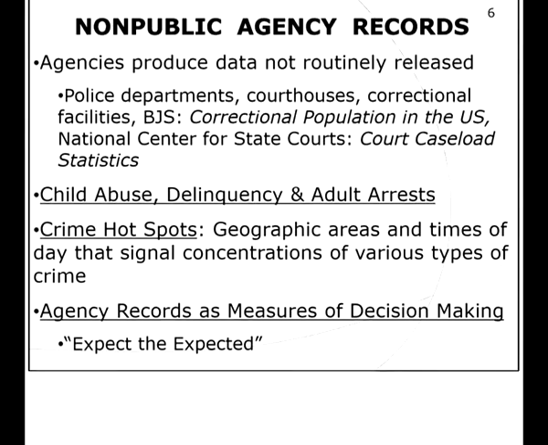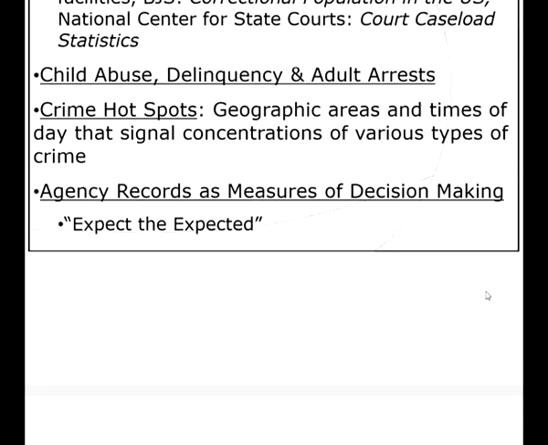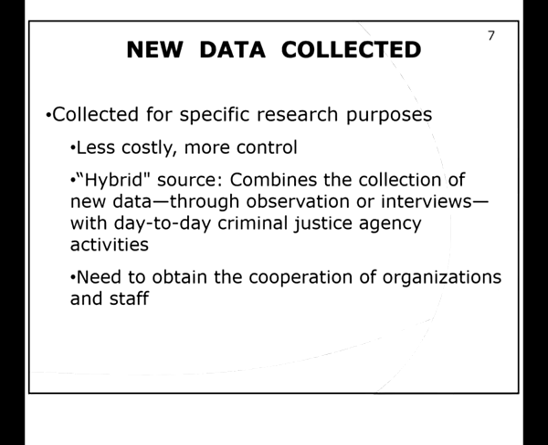You can also get non-public agency records. So agencies produce data not routinely released. You can get sometimes maybe police reports and things like that. And if you wanted to look at crime hotspots, you would need to get the geographic locations of where the crimes are committed, which is not published in the UCR data. So things like that, you can get as well, but you have to get it directly from the sources.